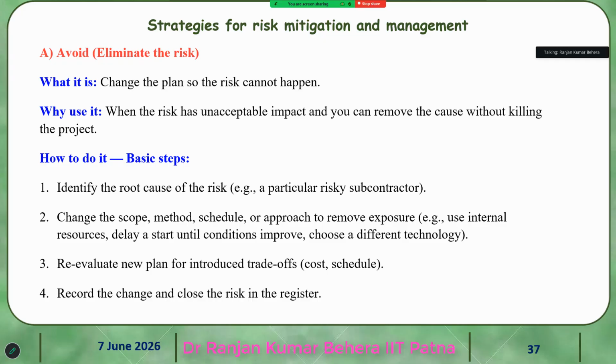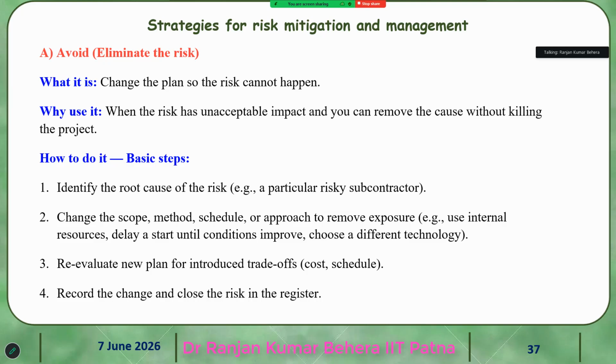So what is avoid? Change the plan so the risk cannot happen. Why use it? When the risk has an unacceptable impact and you can remove the cause without killing the project. So when the risk has an unacceptable impact, you can try to remove the cause.